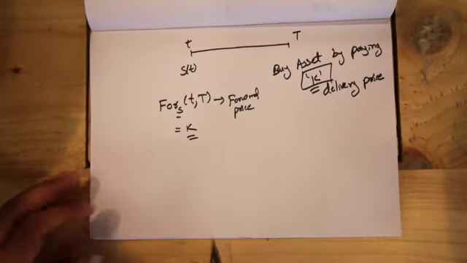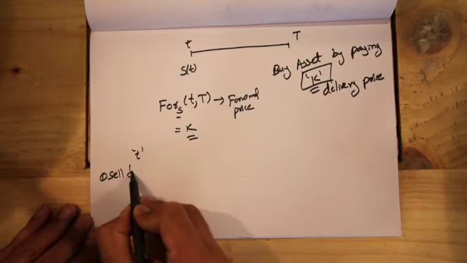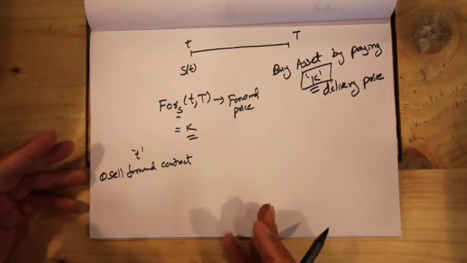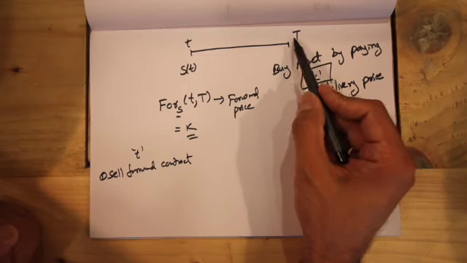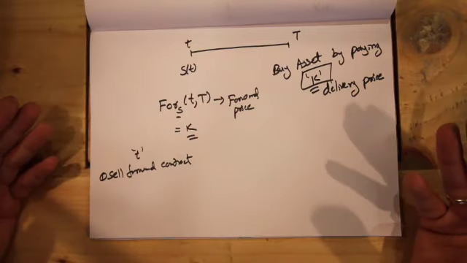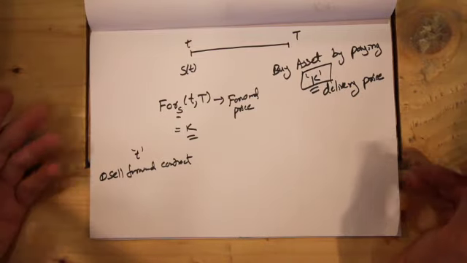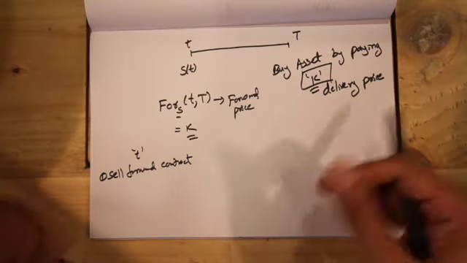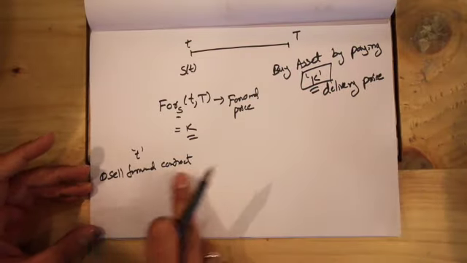Okay guys, so at time t, small t, we're going to sell a forward contract. What do we mean by selling a forward contract? When we buy a forward contract, we enter into an agreement to buy the asset at time T by paying a delivery price K. By selling a forward contract, you are doing the opposite: you are selling the asset in the future and receiving a delivery price. That's what we mean by selling a forward contract.